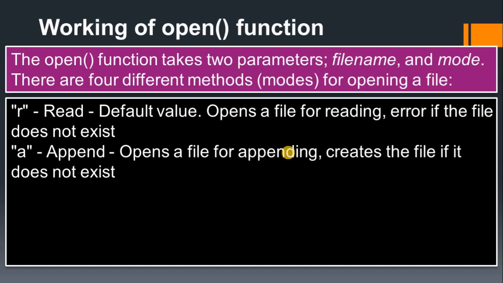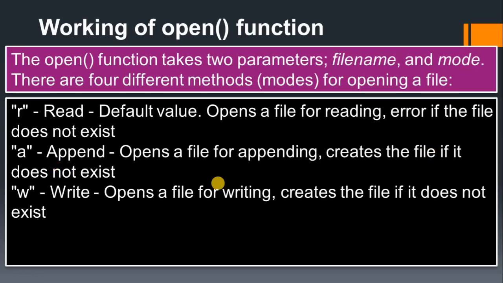Keep in mind, A means append. In that case, it will open the file for appending and create the file if it doesn't exist. Suppose you already have a file with the contents ABC, and you use the append mode to add EF characters. Then you can add them, and the existing content will also be present. It will add the new content at the end of the file, and it will create the file if it does not exist.